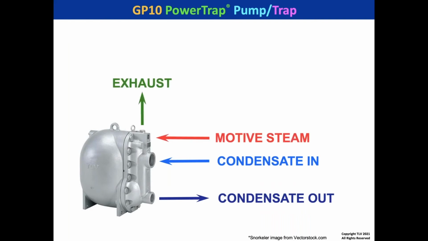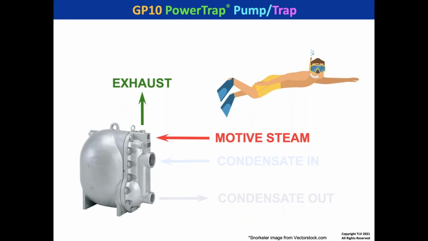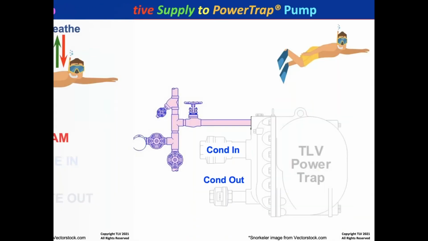So in order for condensate to go in, there will be vapors in the body. They have to be exhausted out freely. Let's pay attention to the breathing. The proper breathing of a pump trap is very similar to a snorkeler. A snorkeler has to be able to breathe, get air in and exhale it out, in and out. And it's the same thing with a pump trap with no obstruction.